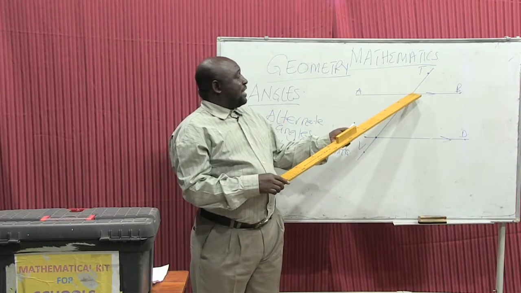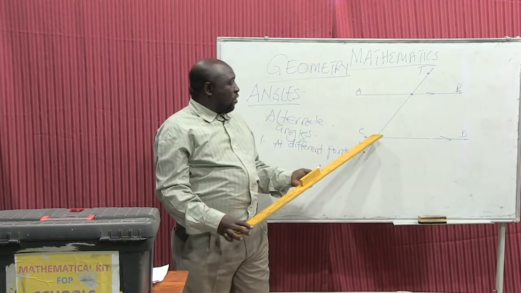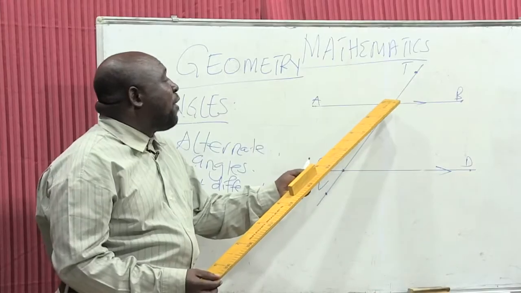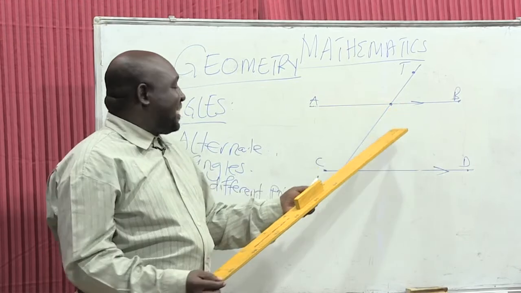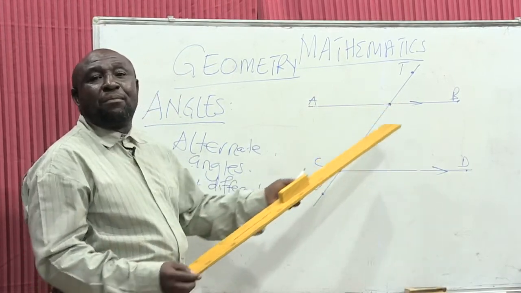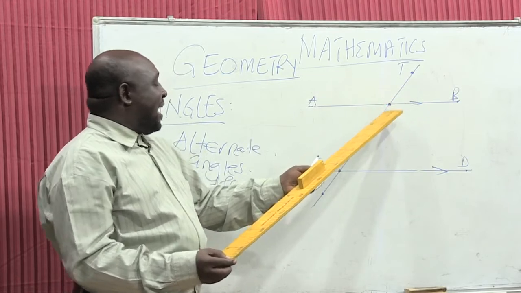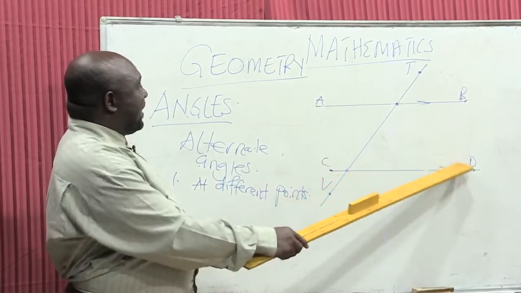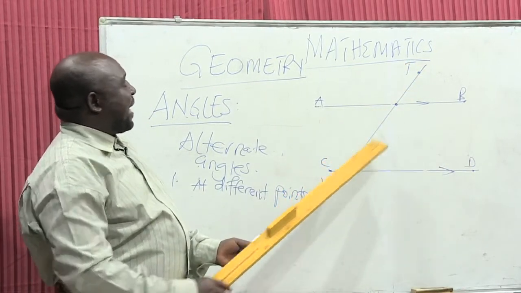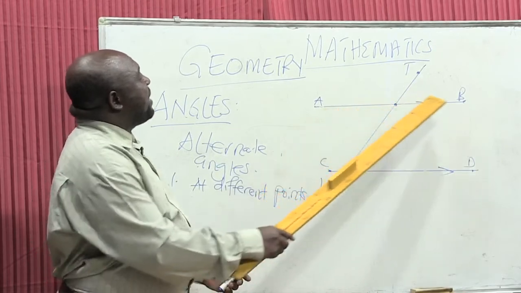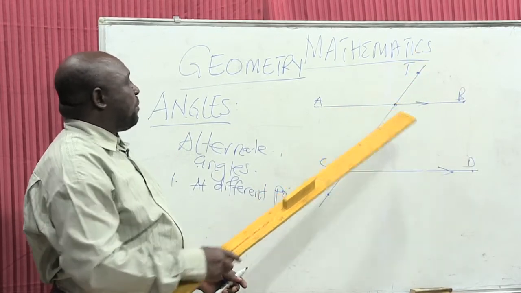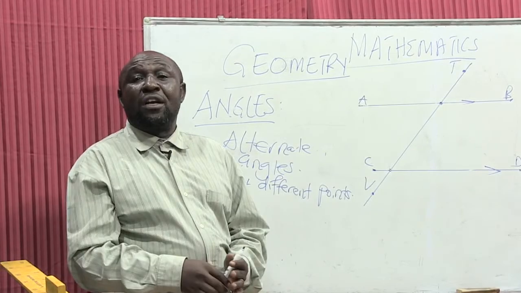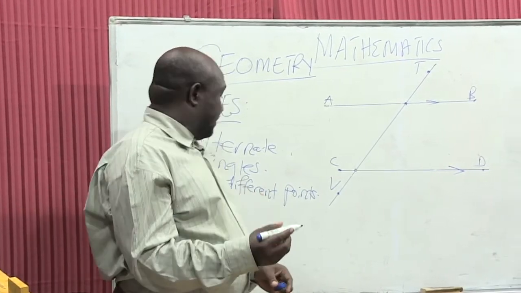One angle is at this point, another angle will be at that particular point. So alternate angles cannot be found at the same point, but they are found at different points. One will be here, another will be at that point, where line CD crosses line TV, and another will be where line AB crosses the TV, this particular point. So that is feature number one: alternate angles at different points.